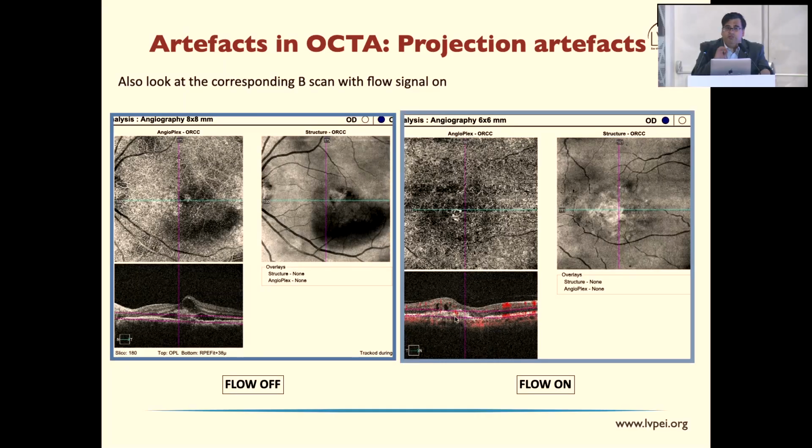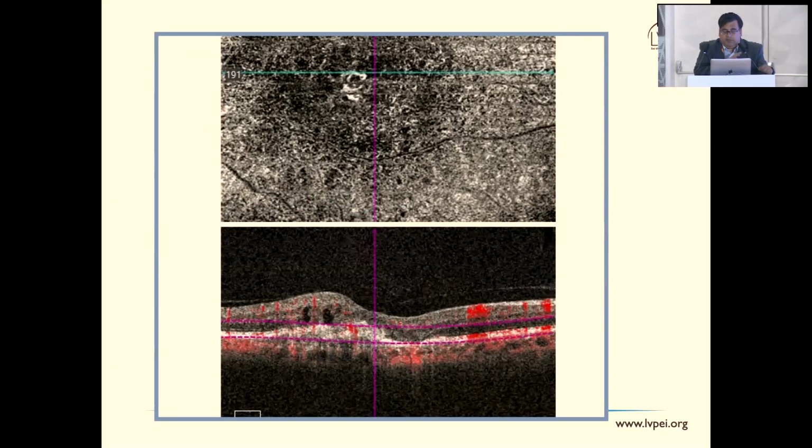So look for your flow signal, look for whether they are parallel, one below the other. If they're one below the other, more often than not, these are projection artifacts. Again, that was the same photo, just highlighting it here. These are projection artifacts coming up here, while here, what you see flow here is the lesion which is being picked up here.